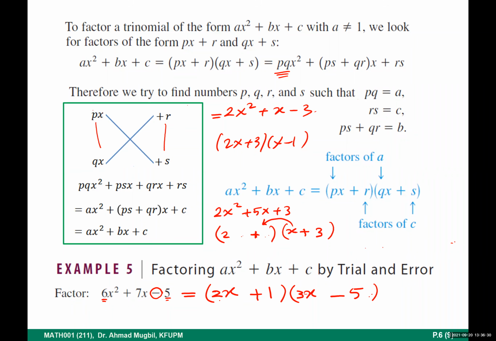Now let's check, ya Shabab, just the middle term. This times this and this times this, and add. What will we have here? Negative 10x, and here plus 3x. What is the result?